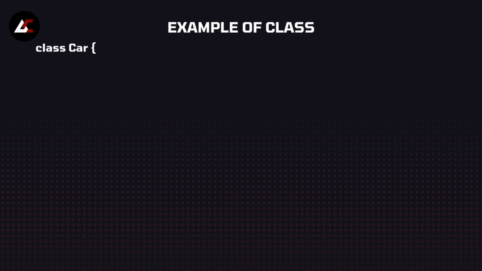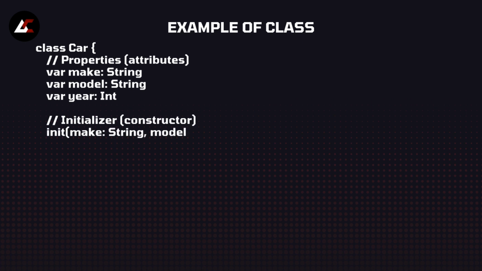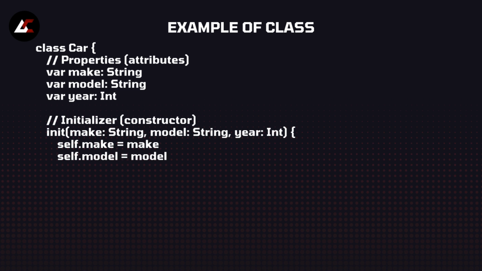In this example, the Car class defines the blueprint for a car, including the properties make, model, and year. Make, model, and year are properties representing attributes of the car. They store information about the car: make like brand, model, and manufacturing year. The init method is the initializer or constructor. It is called when an instance of the class is created. It sets the initial values of the make, model, and year properties based on what the programmer passes to it.